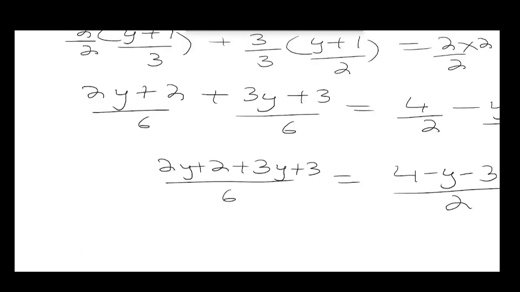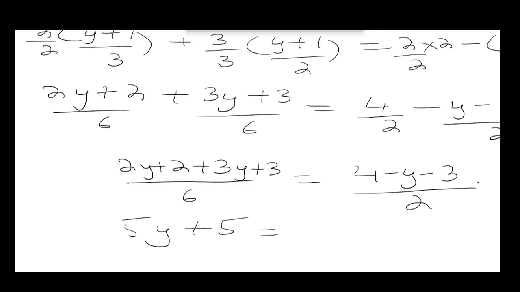So we can write the denominator only one time. So 2y added with 3y is equal to 5y, and 2 with 3 is 5, it is not 6. So I can write 5y added with 6 divided by 6 is equal to 4 minus 3, and that is negative 1. So we can write here 1 minus y over 2.